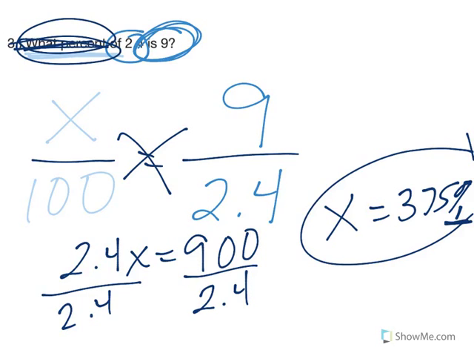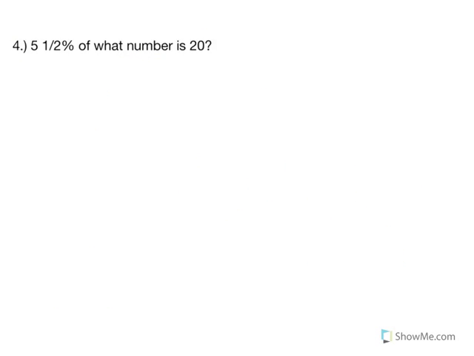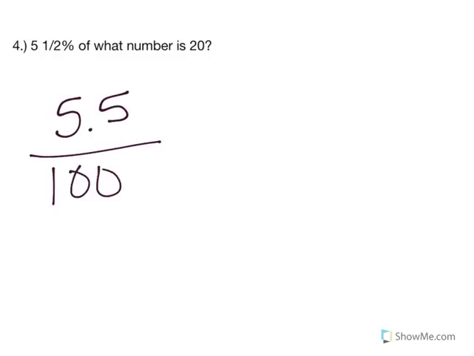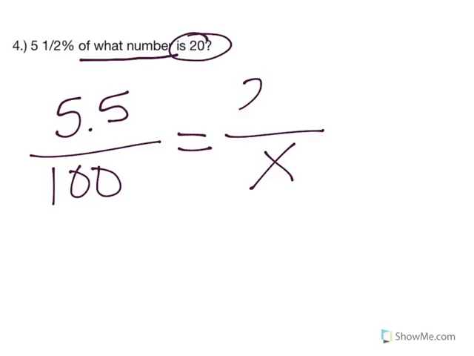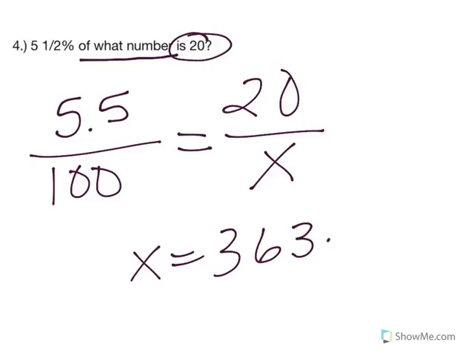What percent? Number 4, 5.5% of what number is 20? Well, 5.5 is 5.5, and that was my percent, so it goes over 100. Of what number? Of goes on the bottom. Is 20. Is goes on the top. I cross multiply, and I end up with a value of 363.64.